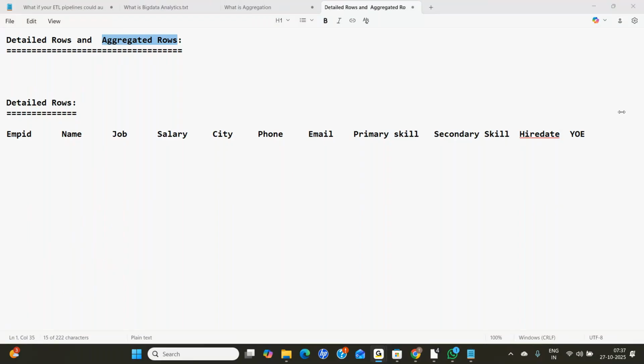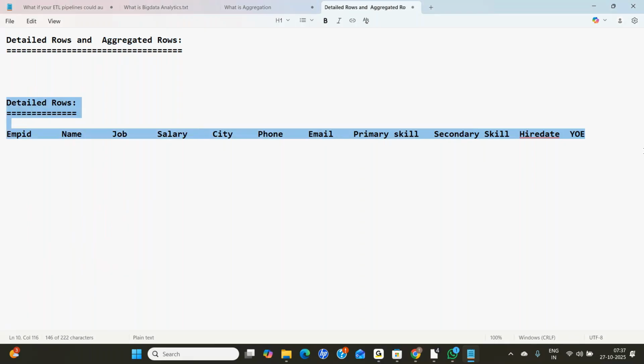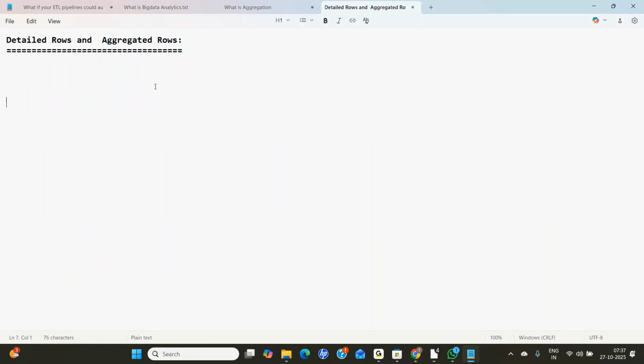Clear? And based on that, the common interview question they'll ask: what is the difference between where clause and having clause?